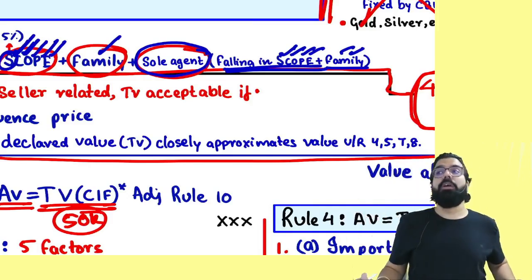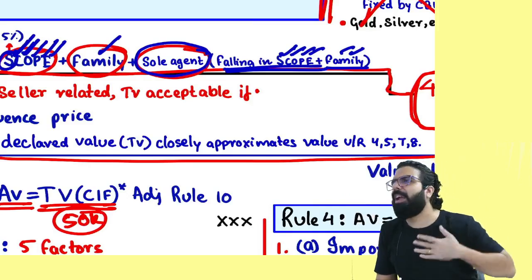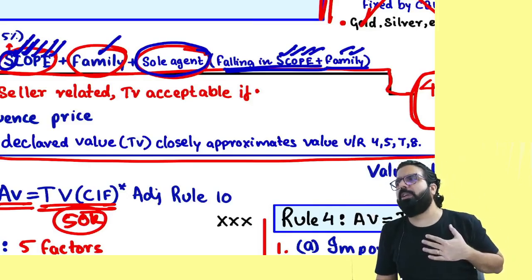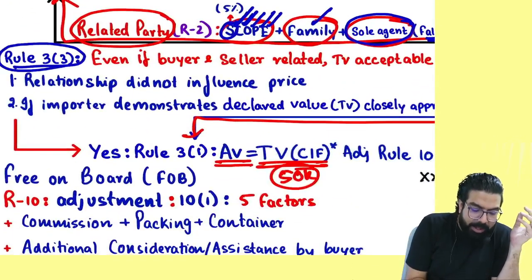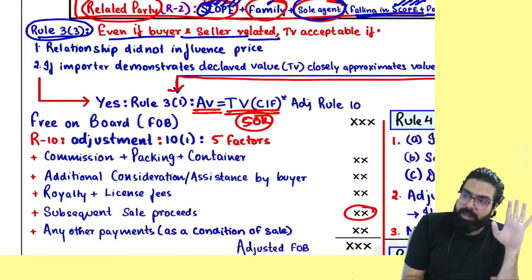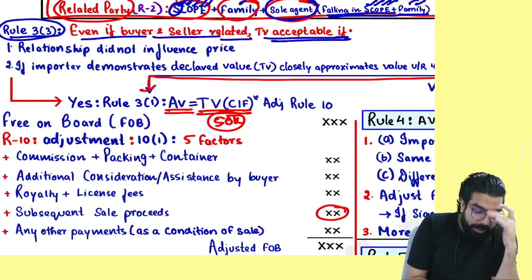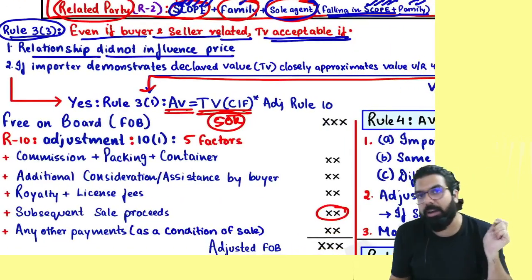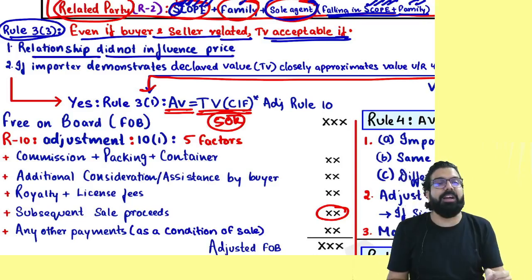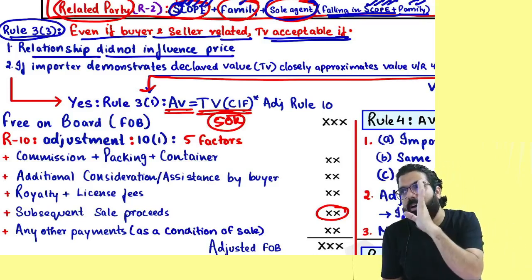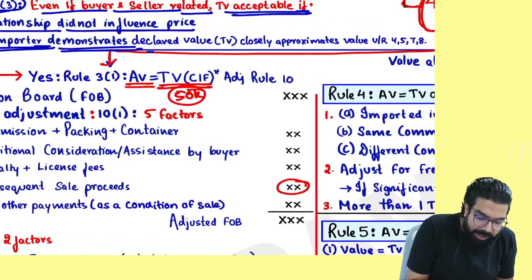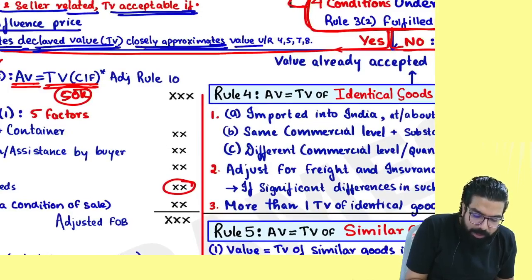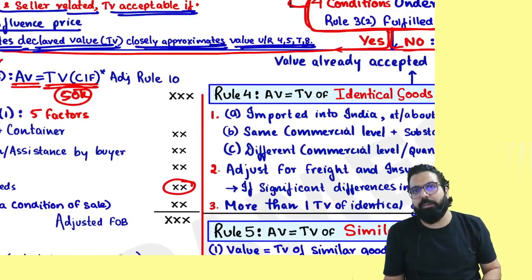Now, sir, he is my related person. But sir, I can prove to you that the relationship did not influence the price. I have actually bought at the correct price only. Here rule number 3 goes ahead and says, even if buyer and seller are related, transaction value will be accepted if the relationship did not influence the price. If you can prove that, sir, my relationship did not influence the price, or if the importer demonstrates that the declared value closely approximates the value under valuation rule number 4, 5, 7 and 8.